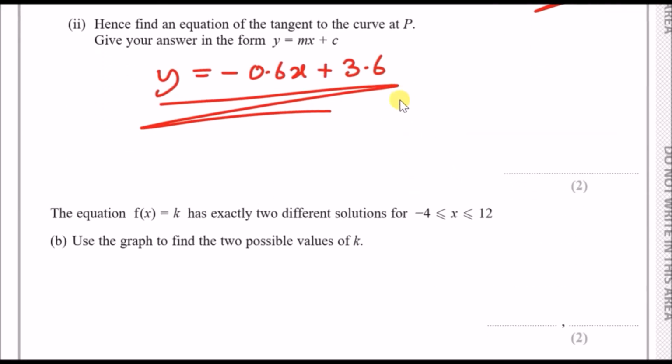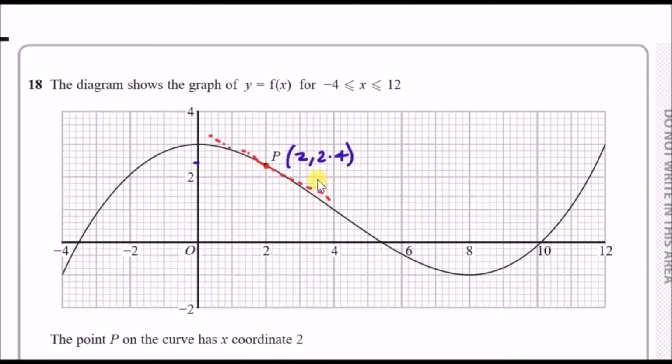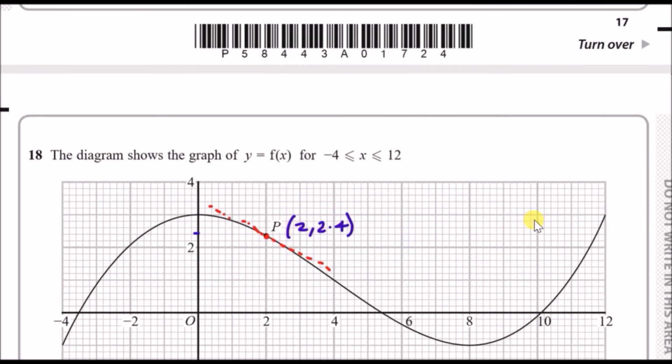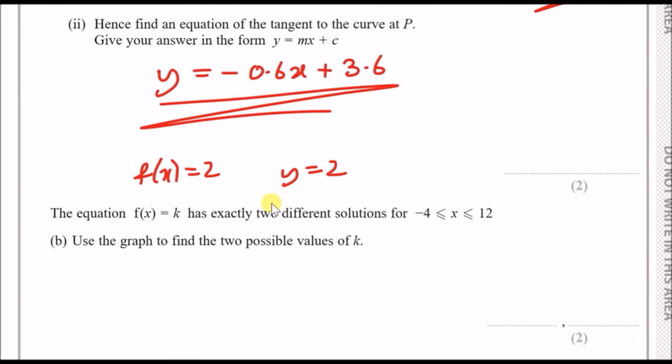And finally, guys, it says here the equation f(x) equals k. And by the way, f(x) equals k means that you set f(x) equal to a constant. So let's say k could be, I don't know, f(x) equals 2. This is the same as saying y equals 2. So this is just a straight line that hits the y-axis. So something like this, a straight line. Now, let's just read the question. It says that this equation has exactly 2 different solutions. Use the graph to find 2 possible values of k.